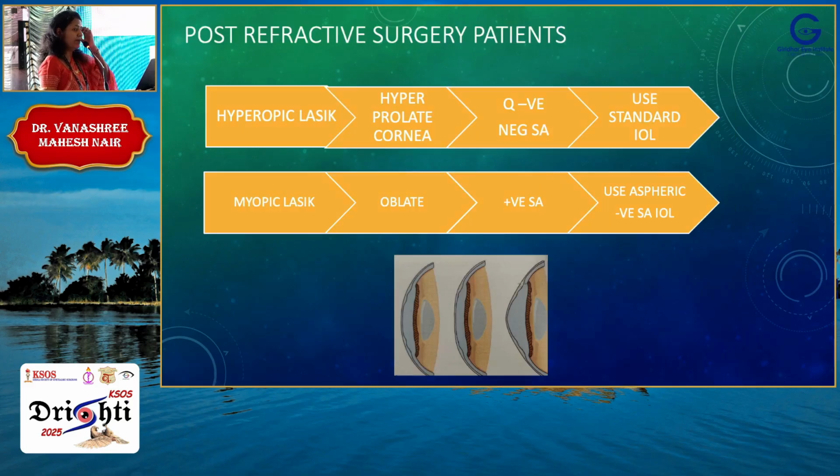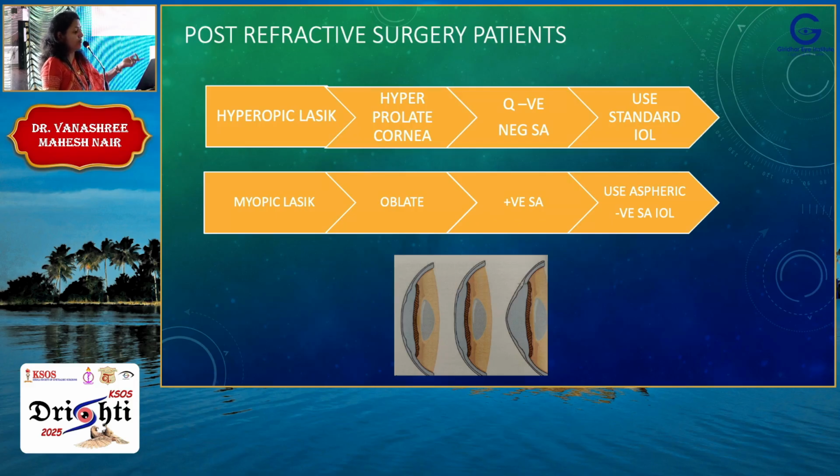So where does it apply now to us is, many patients are going to be your post-refractive surgery patients. In the future decades, we'll be having more patients who have had refractive surgery rather than having virgin eyes. So it is important to make sure that you find out what kind of LASIK the patient has undergone. If it was a hyperopic LASIK, then the cornea is going to become steeper here. It's a hyperprolate cornea.